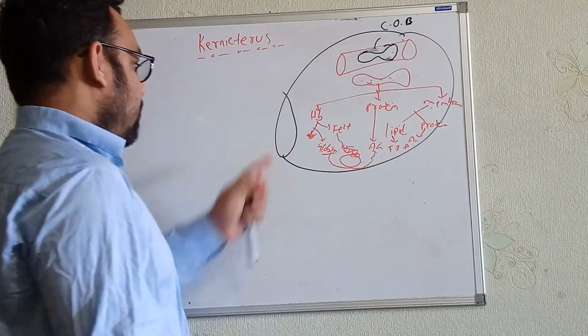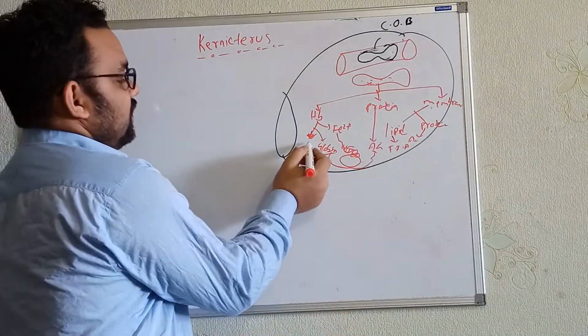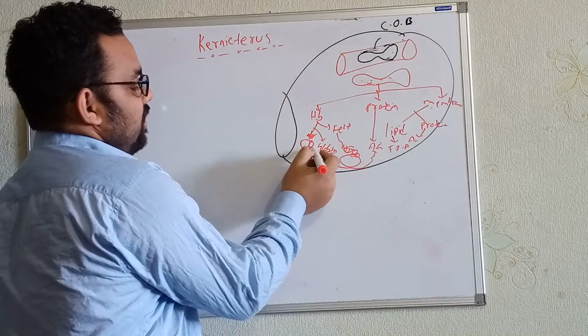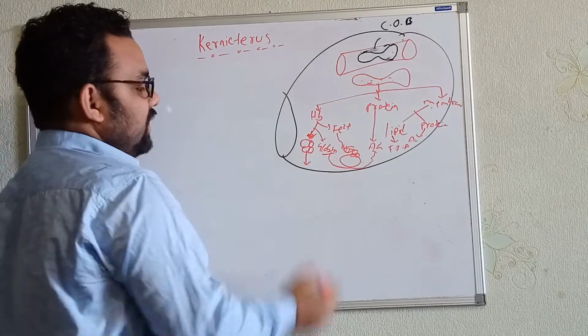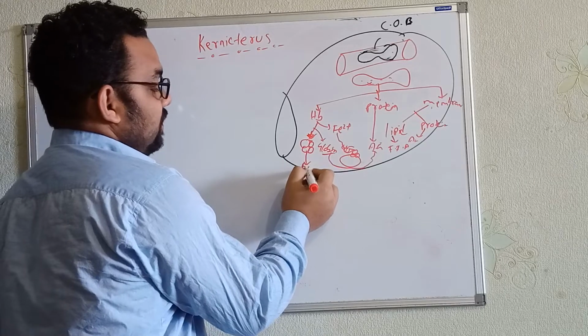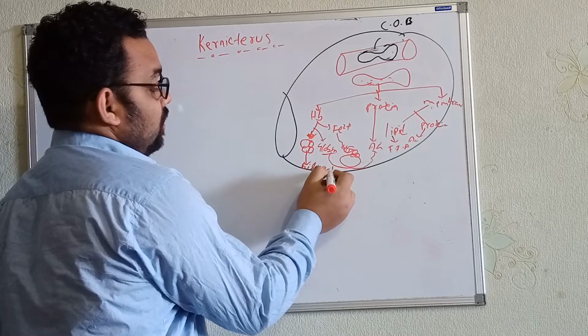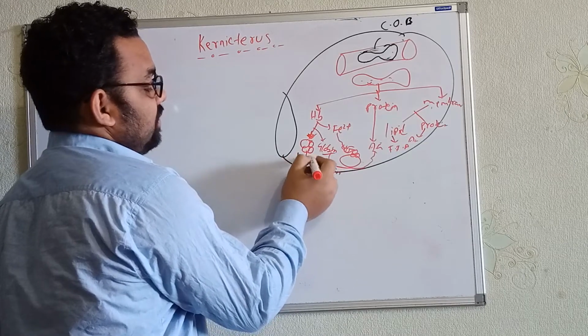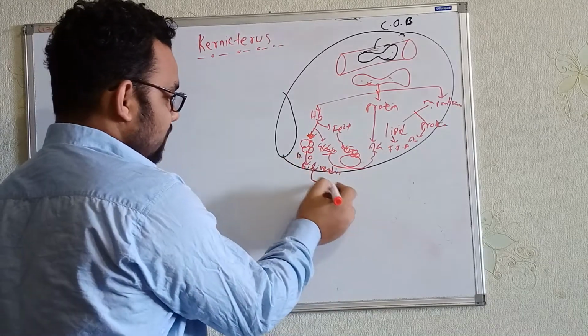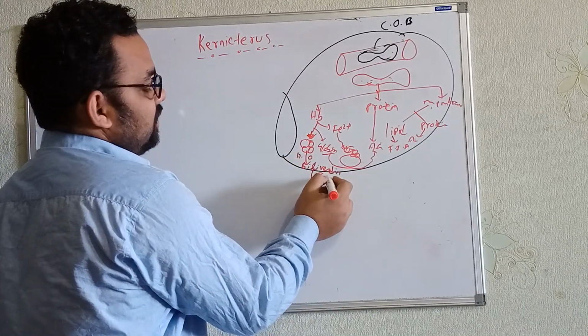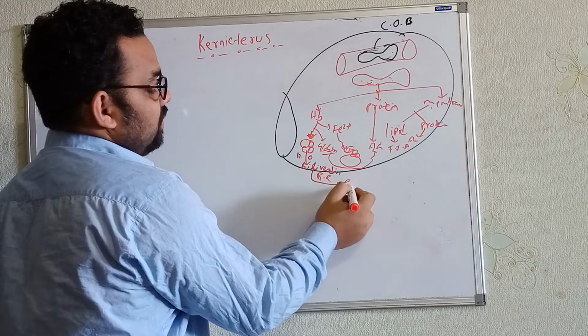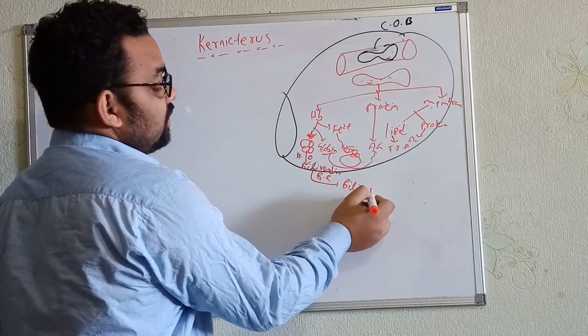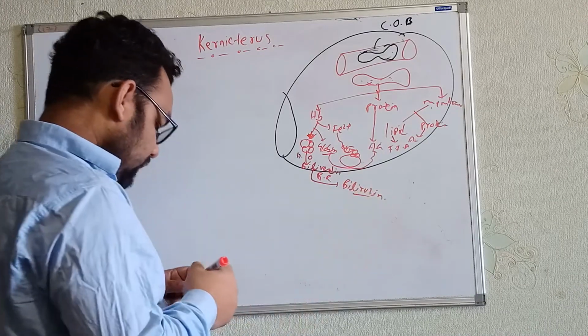Now from the porphyrin rings we will get biliverdin by the action of the enzyme heme oxygenase. I already said it before. Then it will be acted on by another enzyme, biliverdin reductase, and we will get bilirubin. Now this bilirubin will be taken by the blood vessels.